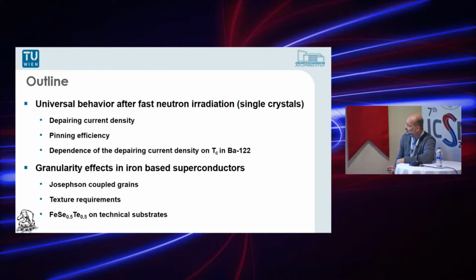The second part of my talk will be about granularity effects. I will show that if you have untextured material, you have to model it as a network of Josephson coupled grains, and I will also say a few words about the requirements in terms of texture for certain applications. Finally, I will show a few recent results on coated conductor made of the 1-1 system.